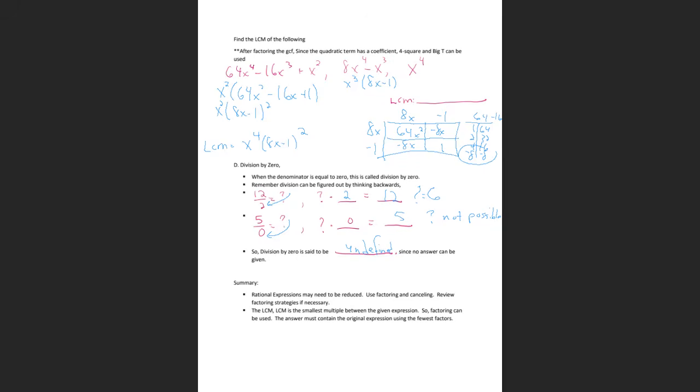So in summary, we talked about rational expressions may need to be reduced. Notice how we use factoring and canceling. So again, you may have to review your factoring strategies as necessary. The more factoring we do, the more comfortable you will get with it. And the LCM, remember, it's the smallest multiple between the given expressions. So factoring can be used. And remember, the answer must contain the original expression using the fewest factors. And so there's a couple of ways of doing that.